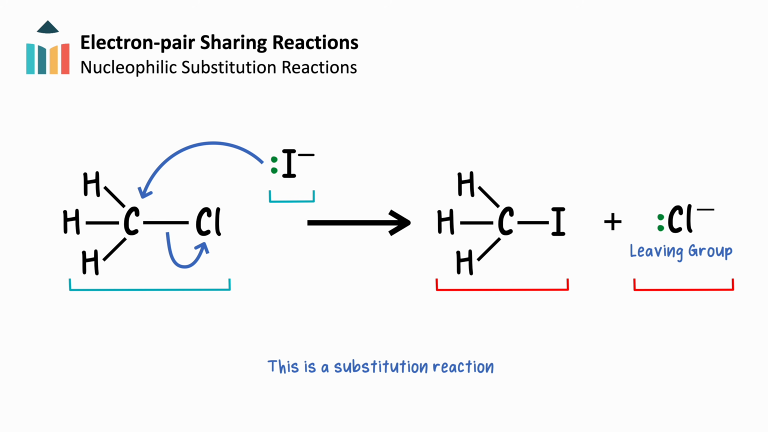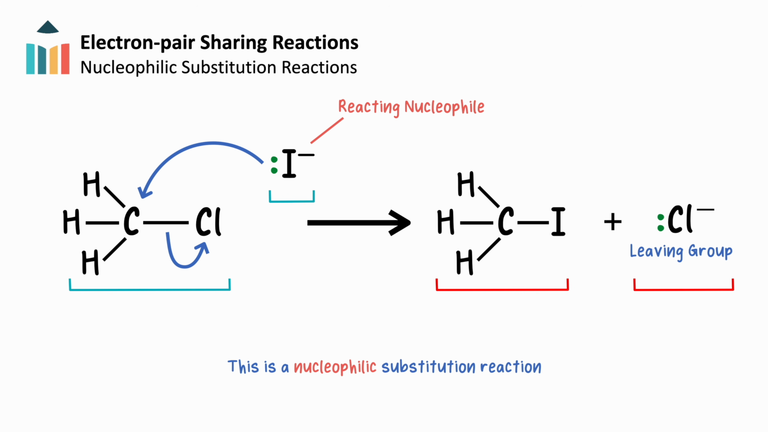One functional group, the chloro group, is replaced by another functional group, the iodo group. To be more specific, this is called a nucleophilic substitution reaction, because the groups being swapped correspond to nucleophiles. In this case, the iodide ion acts as the reacting nucleophile.